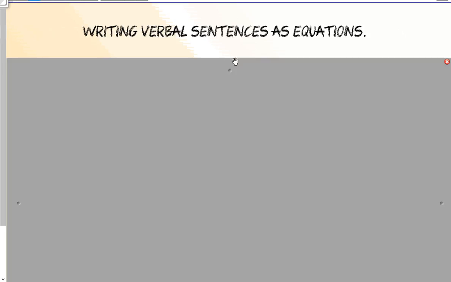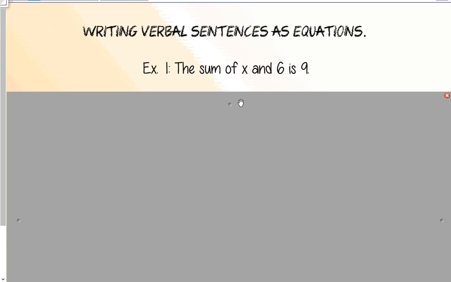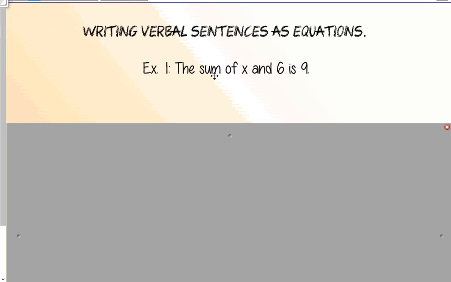All right, so let's look at some verbal sentences and writing them as equations. What I mean by verbal sentences is things that are just written out in words. The first example we have is, the sum of x and 6 is 9. There are some really important keywords that can help us figure this out. The first one is sum. What do we know the sum is? The sum is the answer to an addition problem. So we know we're going to be talking about addition.